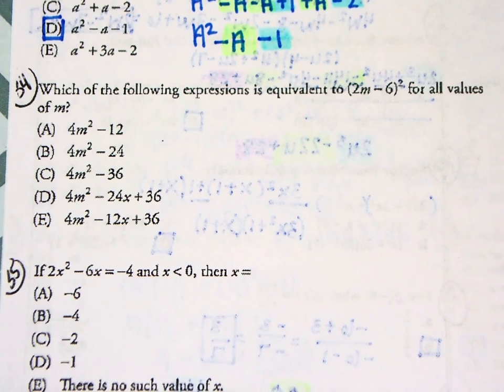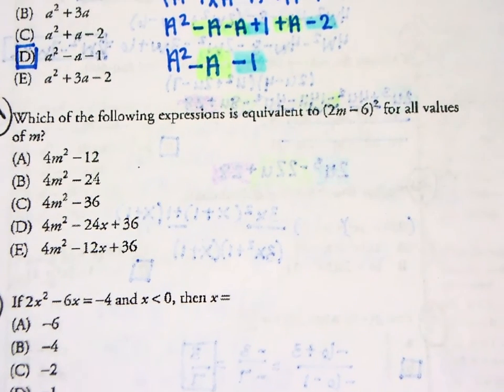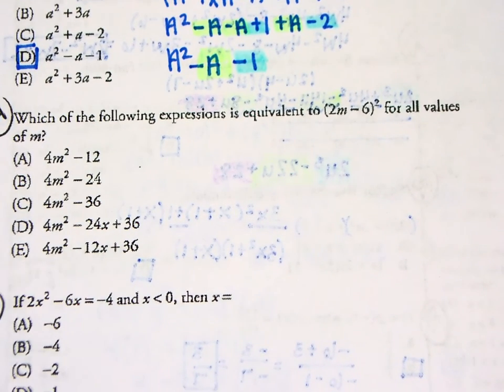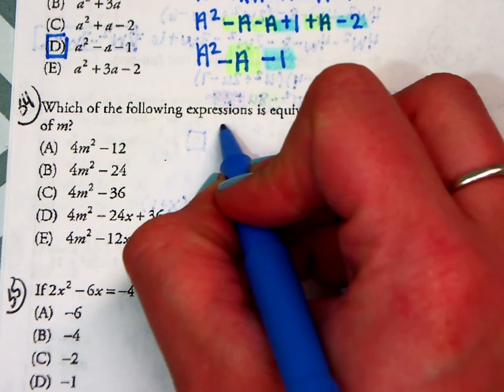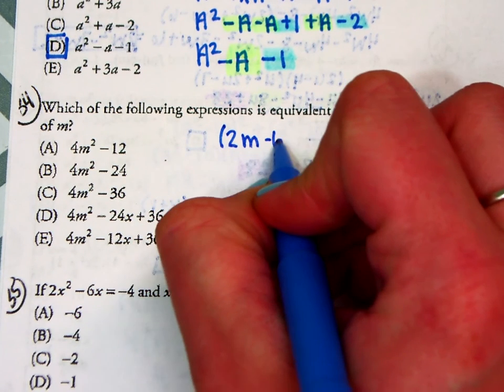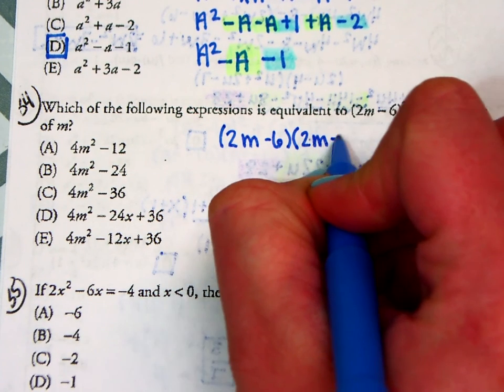Okay, number 34, which of the following expressions would this be equal to? All you have to do is distribute. So in this problem, I can't distribute the squared, so I have to write it as 2m minus 6, 2m minus 6.